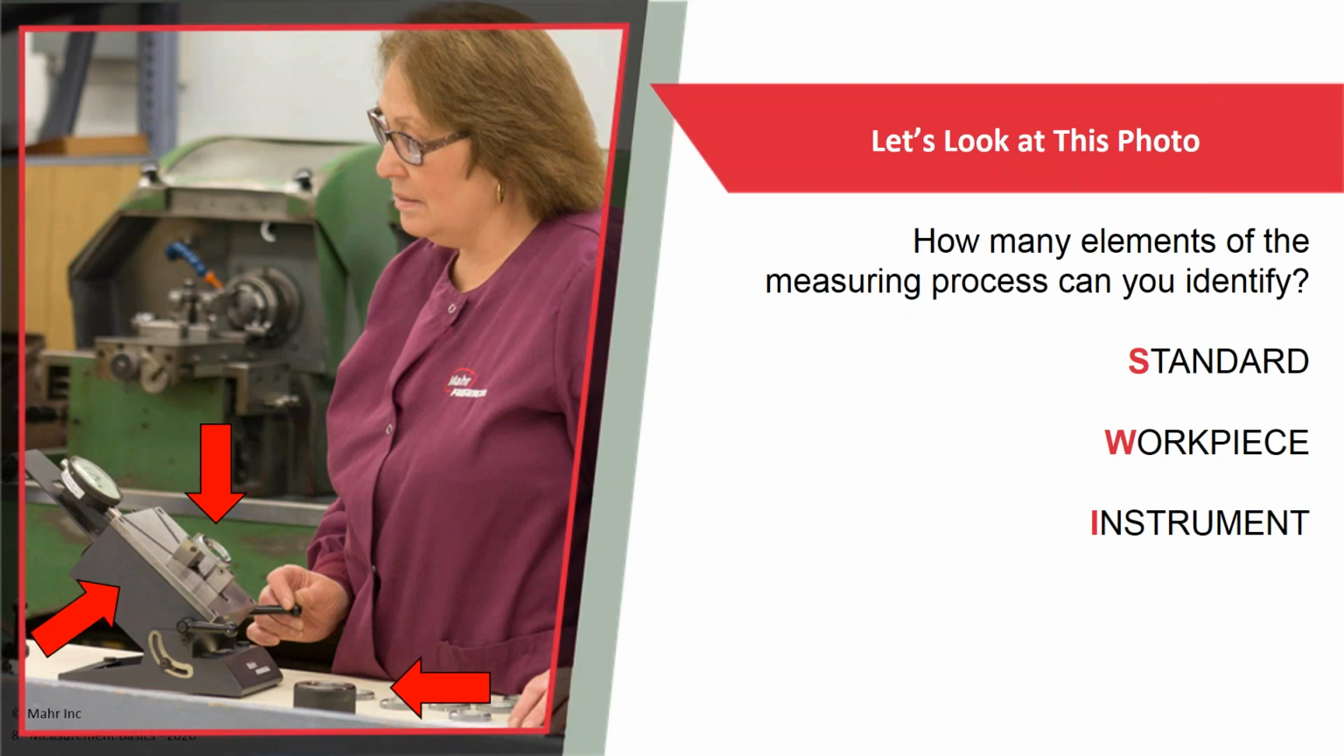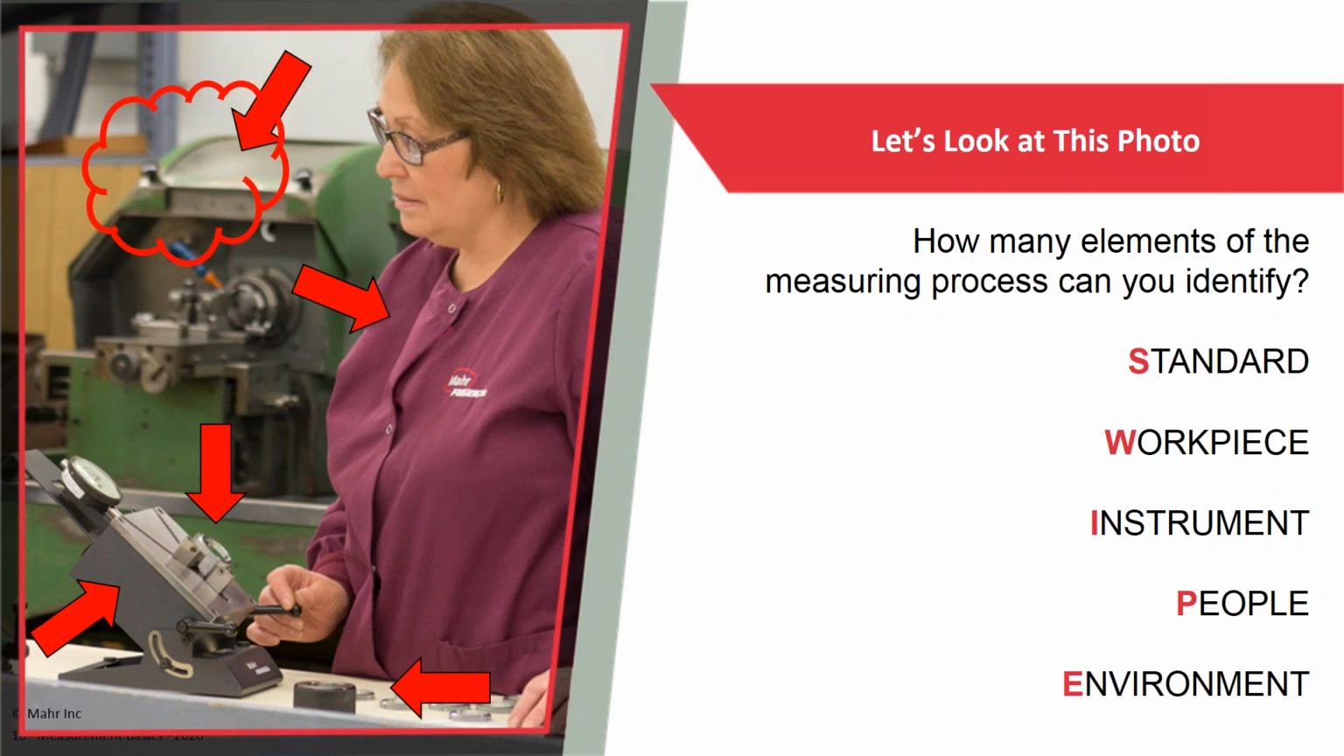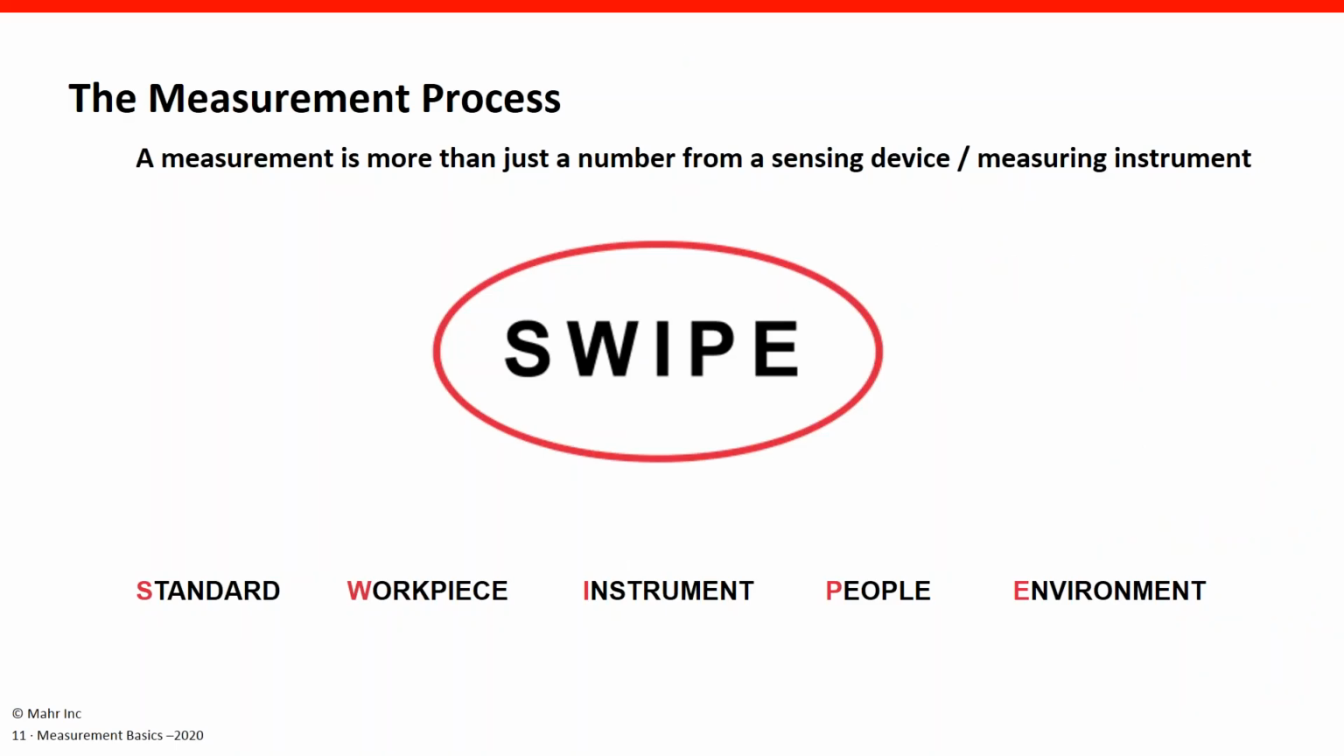The third part of the process is the instrument, the gauge or the measuring device, what we're trying to use to measure our part. The fourth part is the person or the people making the measurement. They can have a very big impact on the measuring process. And the last part, the fifth part, is the environment. The environment's always around us. Again, this is probably the most critical part of the measuring process.